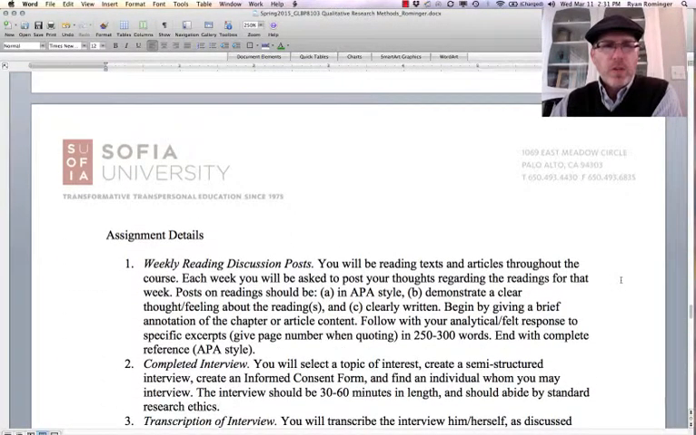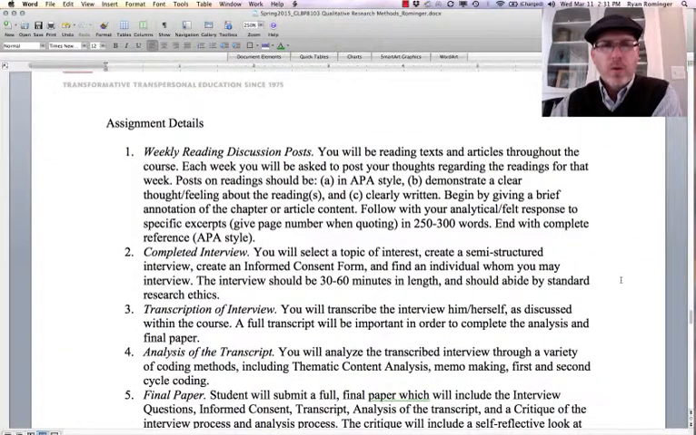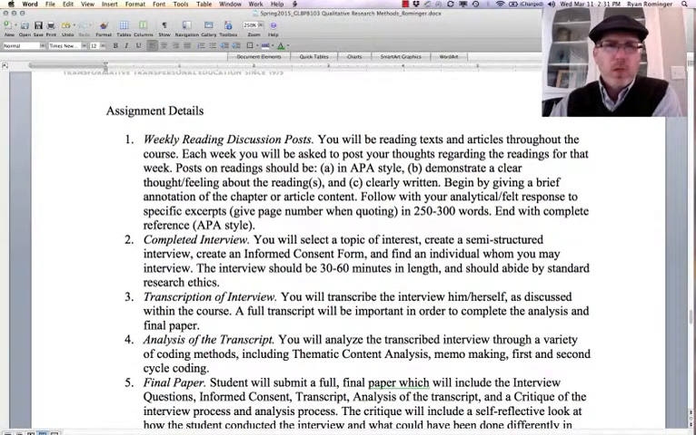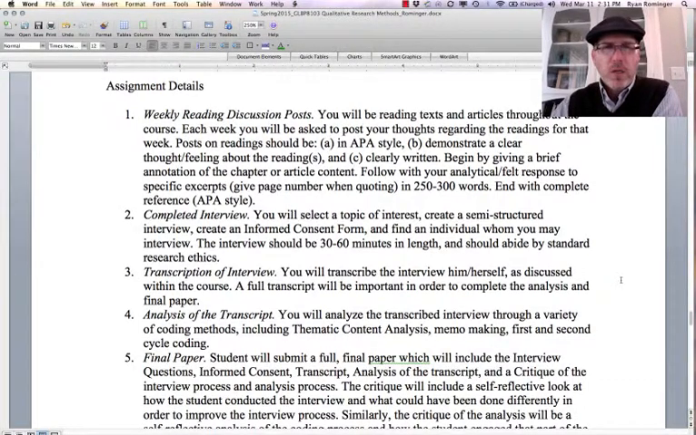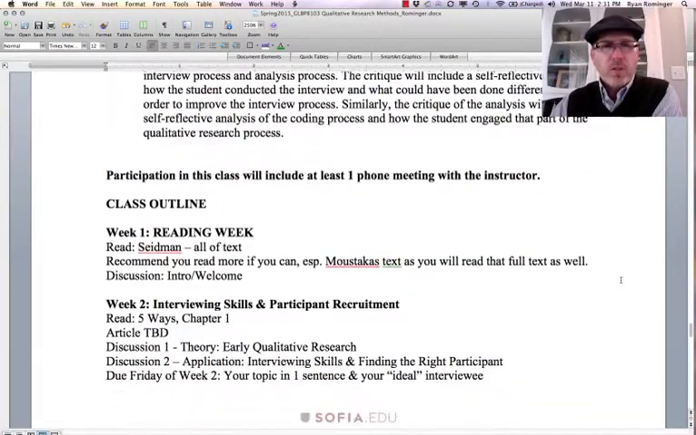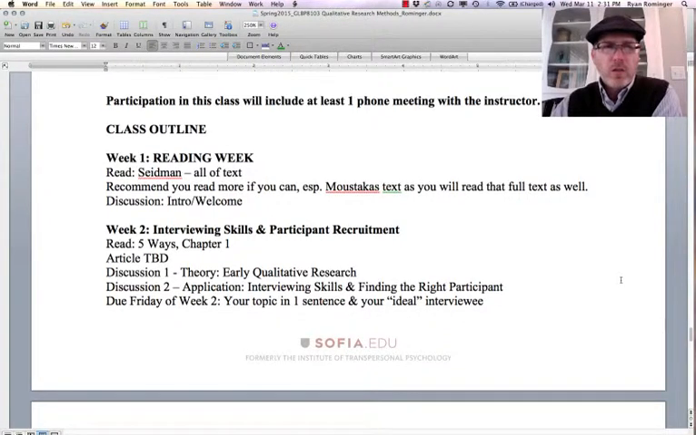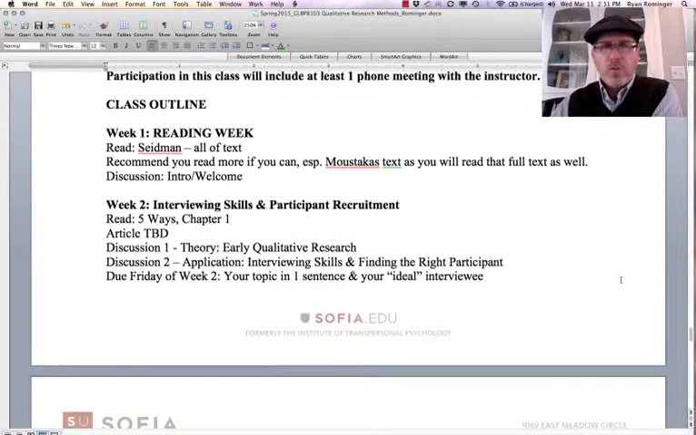And the assignment details, right after this section, go into more depth about what each of those assignments is requiring. So you have the weekly reading discussion post, you have the completed interviews, the transcription of the interviews. So it's what I expect for those particular assignments. And the final part of the syllabus is the class outline. Each week we're going to have readings, each week we're going to have discussions, and something that you're going to have due. Some sort of assignment.